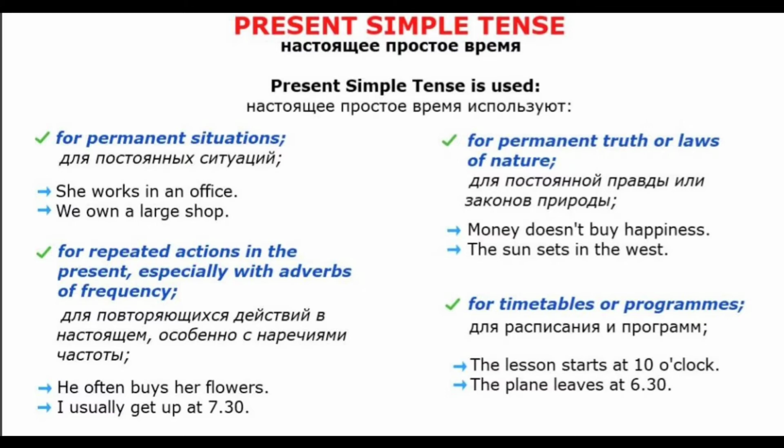Present simple is used for permanent truth or laws of nature. Money doesn't buy happiness. The sun sets in the west.